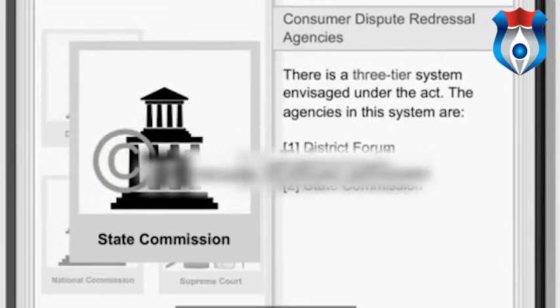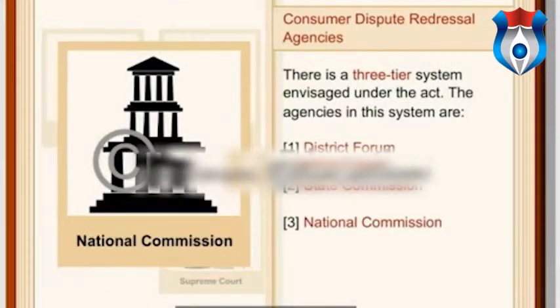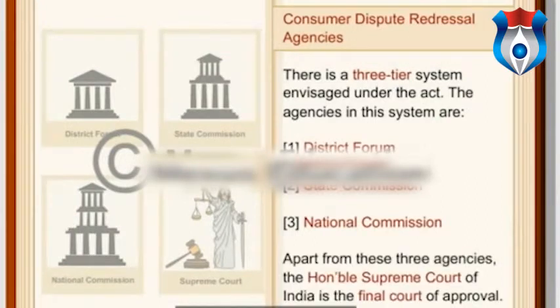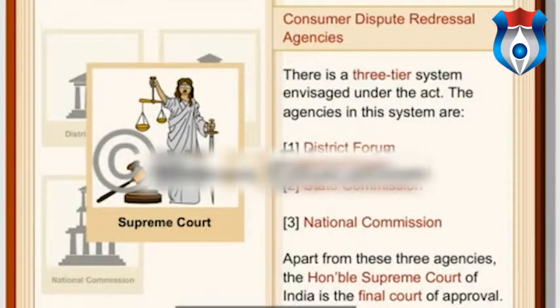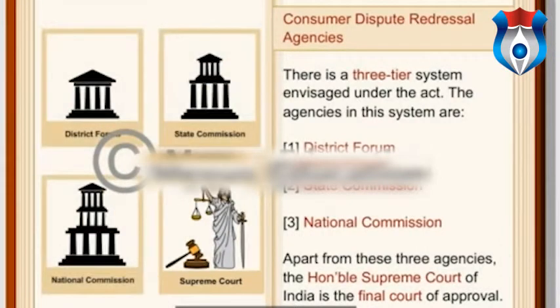Second, the State Consumer Disputes Redressal Tier, known as State Commission. And third, the National Consumer Disputes Redressal Tier, known as National Commission. Apart from these three agencies, the Honorable Supreme Court of India is the final court of approval.